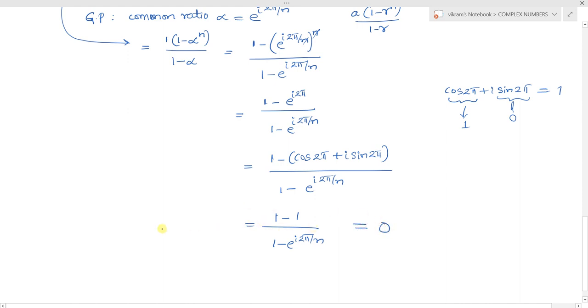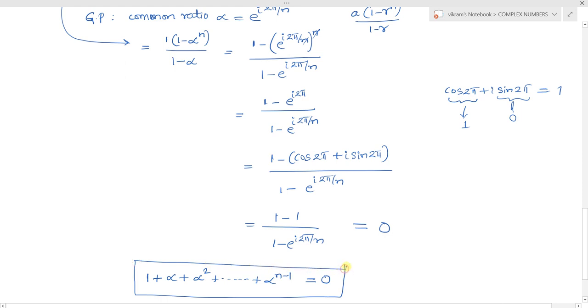So we obtain that the sum of the n roots of unity, 1 plus alpha square and so on up to alpha power n minus 1, is always 0. This is the important property: the sum of the n roots of unity is always 0. Okay, next.